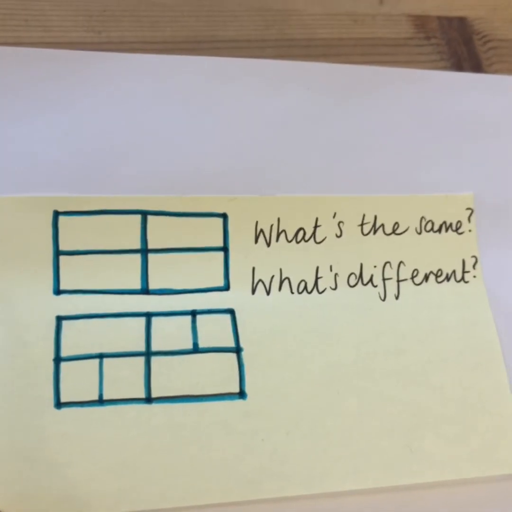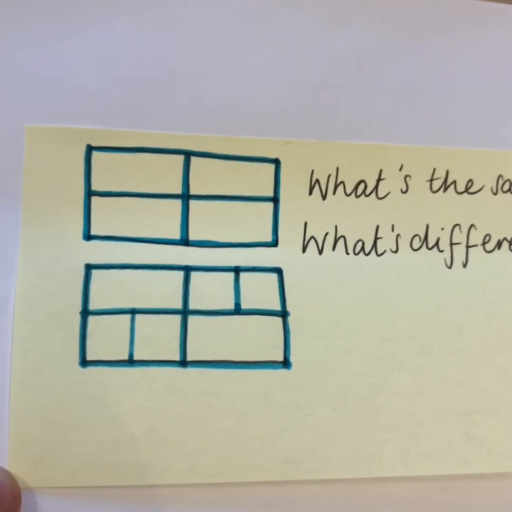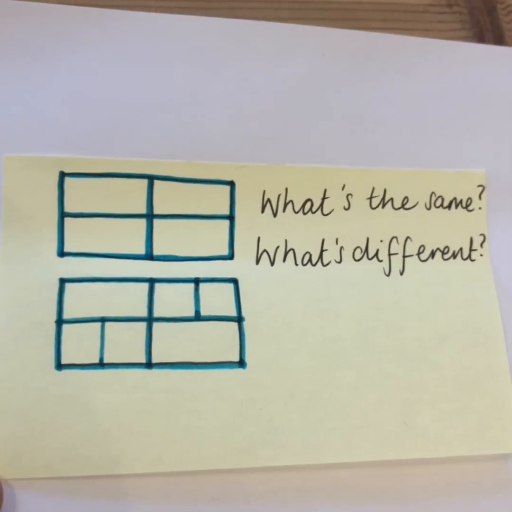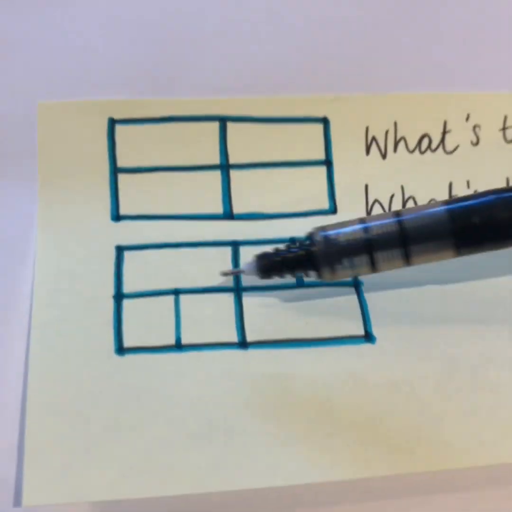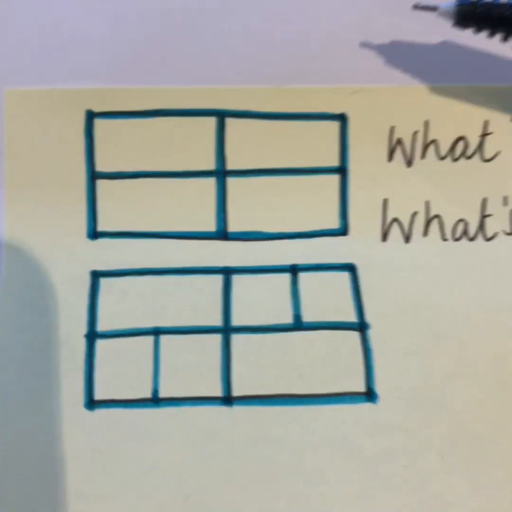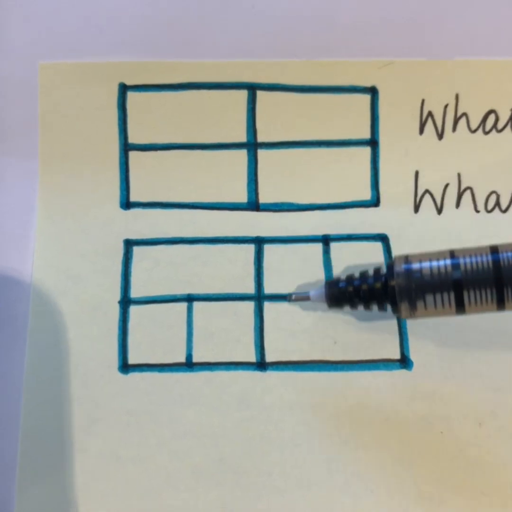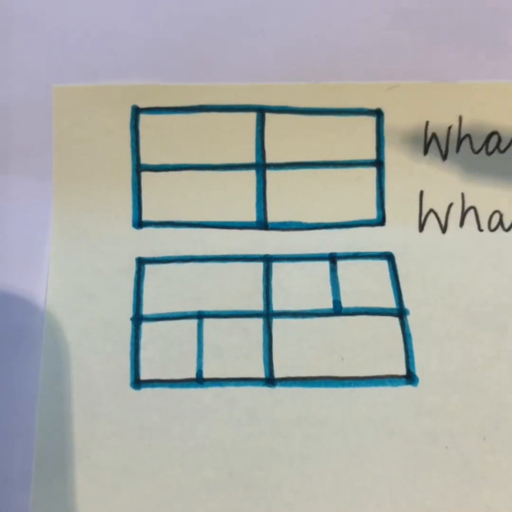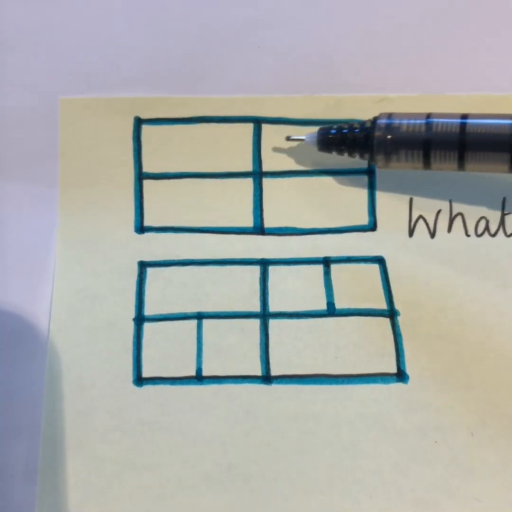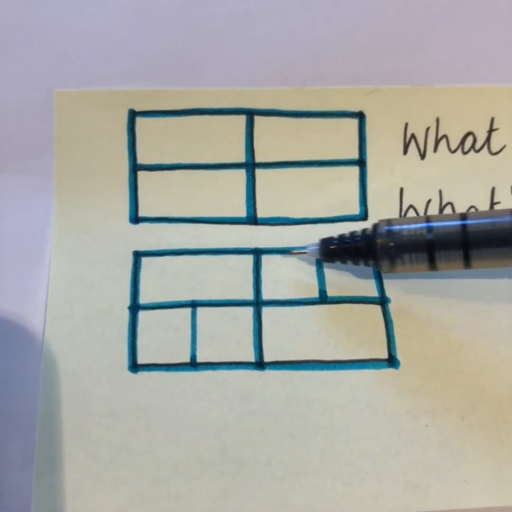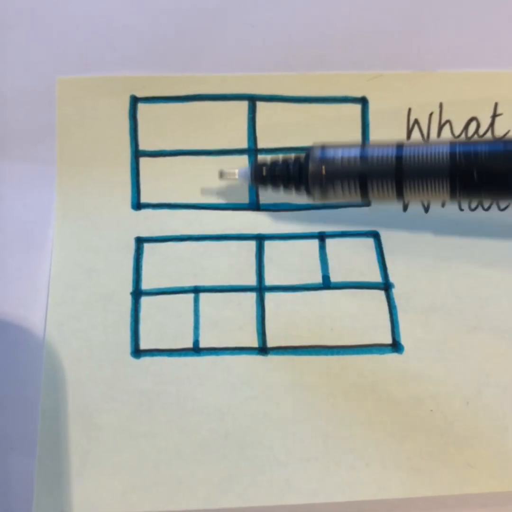Okay, so if we look at these 2 rectangles that have been divided up, what's the same and what's different? What do you notice? So what's the same is that it's the same size rectangle. It's been divided into 4 equal parts. So we're using these 2 lines. So that's the same. This space is the same as that space, and that space is the same as that space, so that's equal. Those 2 make one of those. And same there, for there.